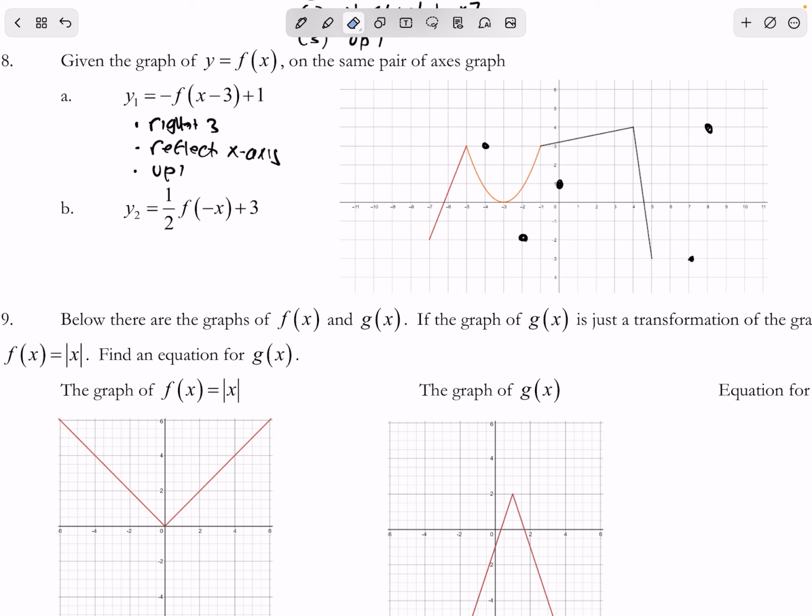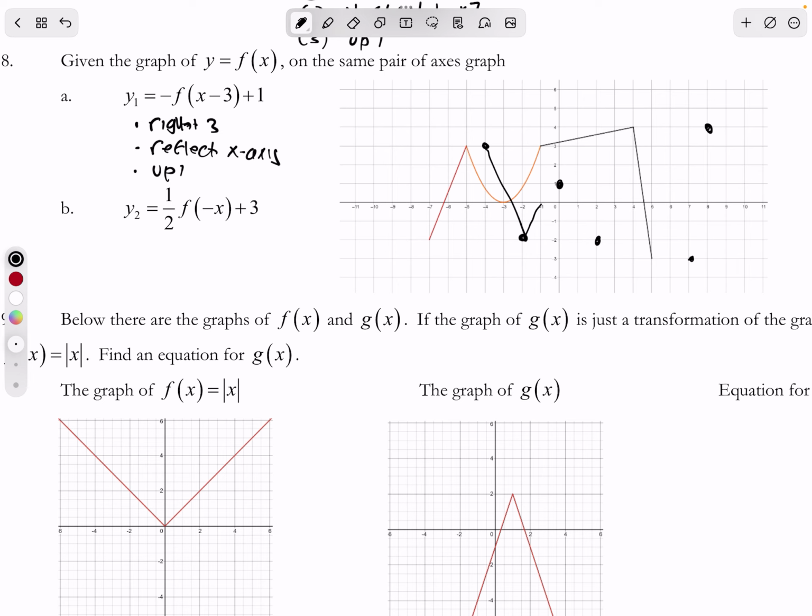And then just like when you were a kid, connect the dots. So we have, let's see, I think I missed a point. I missed this point. I missed that point. Right 3 puts me here, reflect here, and end up there. Now I'm ready.